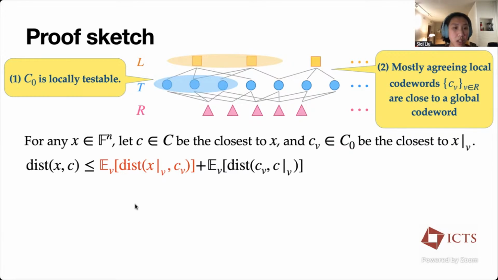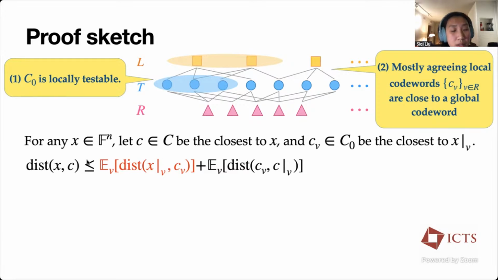That's what we want. So in order to do that, for any given string X, we first define little c to be the closest code word in the tensor code to the string X. Furthermore, we also define a collection of local code words C_v such that C_v is the closest code word to the restriction of the string X to the neighbors of v. So we have a closest code word and also a bunch of local corrections in some sense.